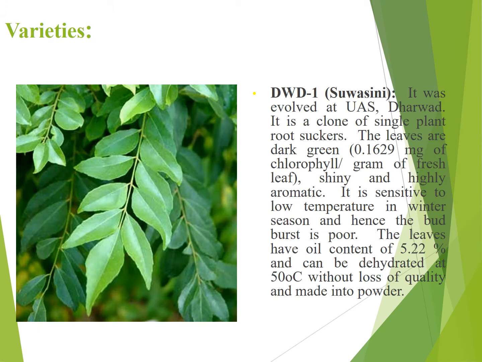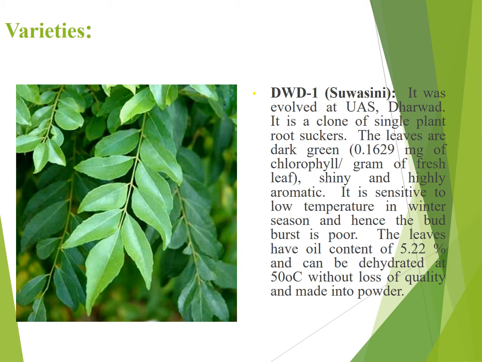Varieties of curry leaves. First one is DWD1, meaning Dharwad 1, or commonly called Suhasini. It was evolved at the University of Agricultural Sciences, Dharwad. It is a clone of a single plant of root suckers, and its characteristic is that the leaves are dark green and shiny, fresh, and highly aromatic leaves are available in this Suhasini variety.